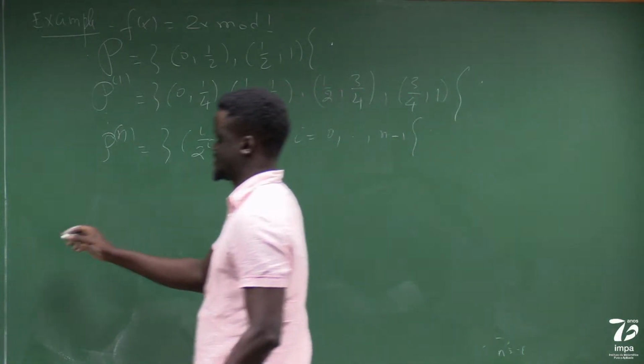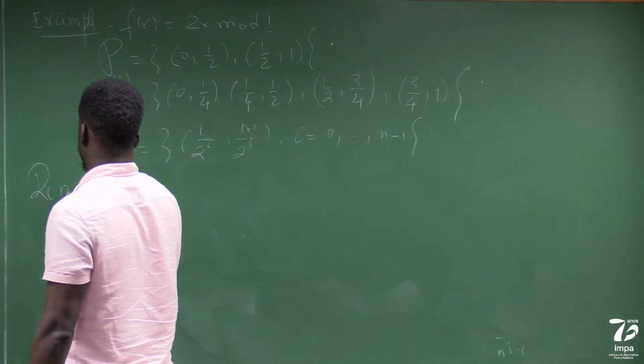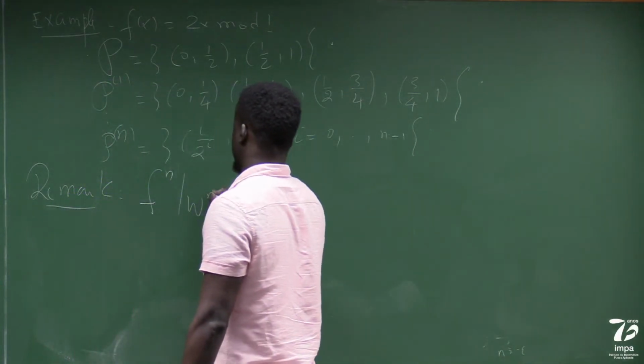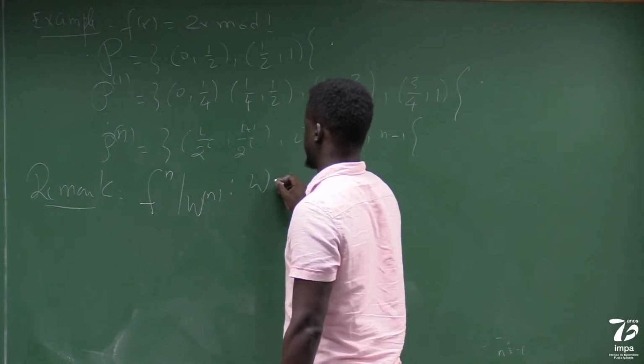Okay, and a remark is that if you look at F n restricted to omega n, this guy is a bijection.